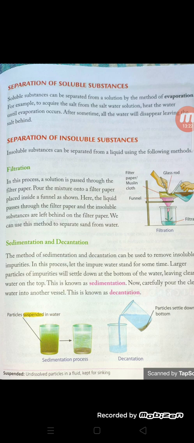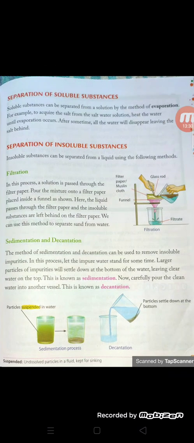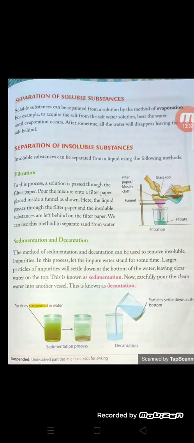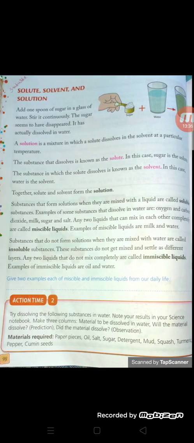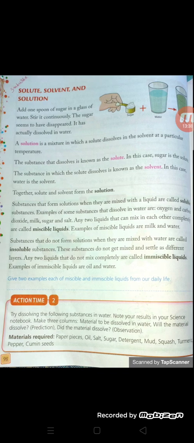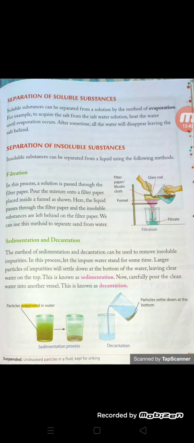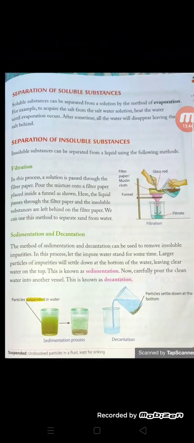So this portion is there in the chapter. Read the chapter thoroughly and draw the pictures, that is solute, solvent and solution, this picture of page 98, the filtration picture, and the decantation.